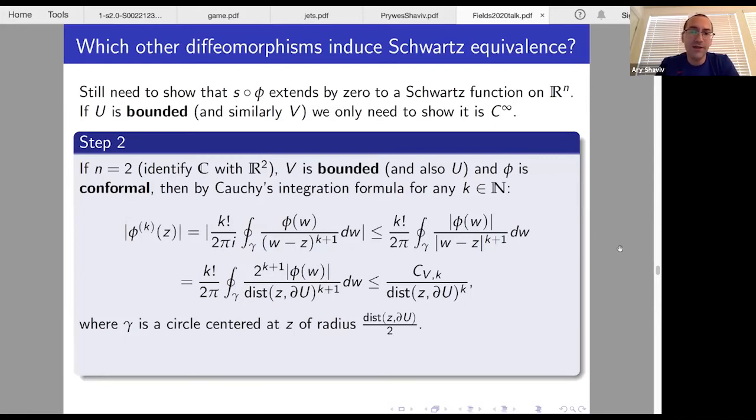So this circle lives inside U, right? Because the distance to the boundary is something, and we take a circle that is smaller than this thing, right? So everything is okay. We can take this integration.